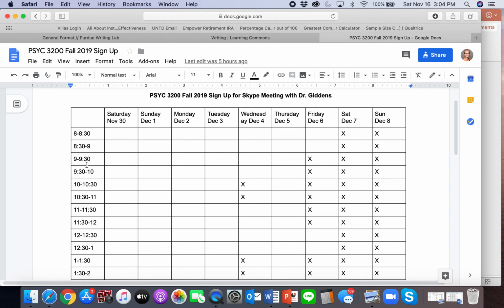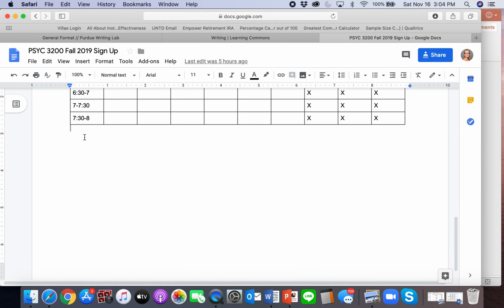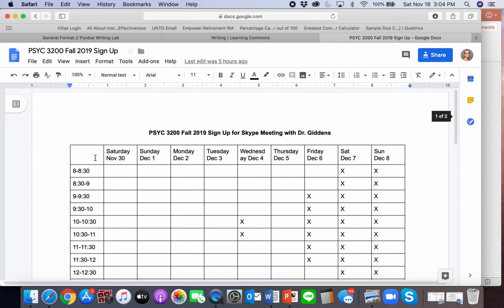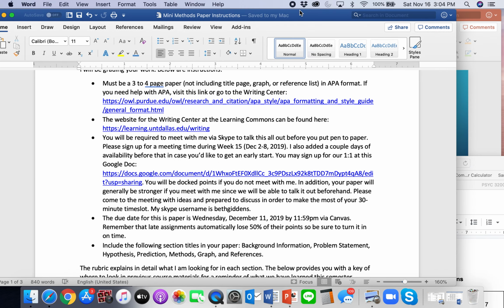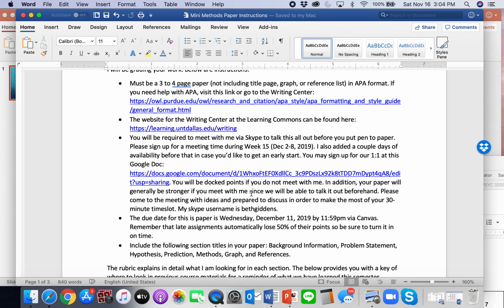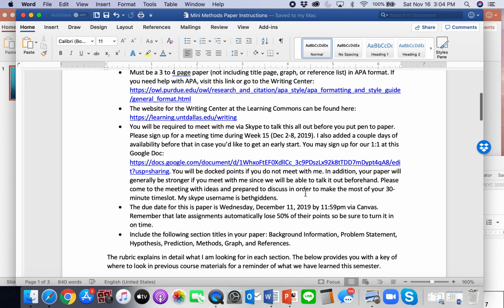I can start as early as 8 a.m. and go as late as 8 p.m. It's just for 30 minutes and the meeting is via Skype. My username is Beth Giddens, and you will be docked points if you do not meet with me. In addition, your paper will generally be stronger if you meet with me since we'll be able to talk it out beforehand. So please come to the meeting with ideas and prepare to discuss in order to make the most of your 30-minute time slot.